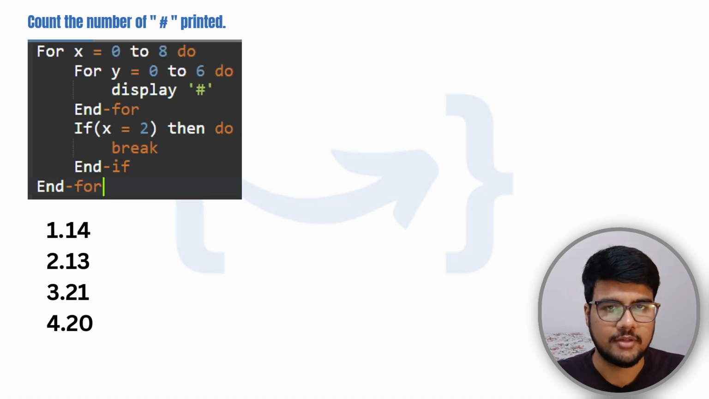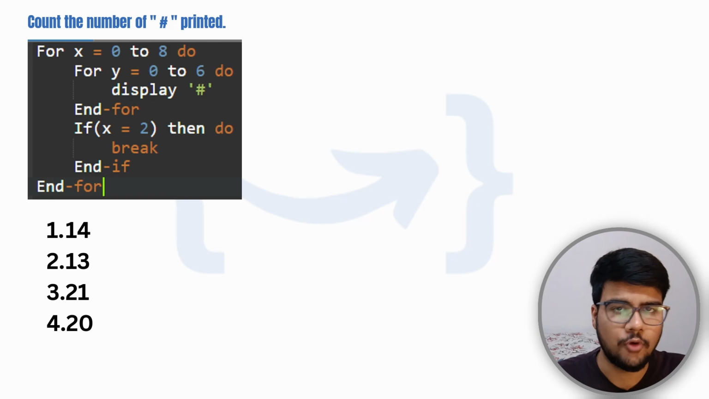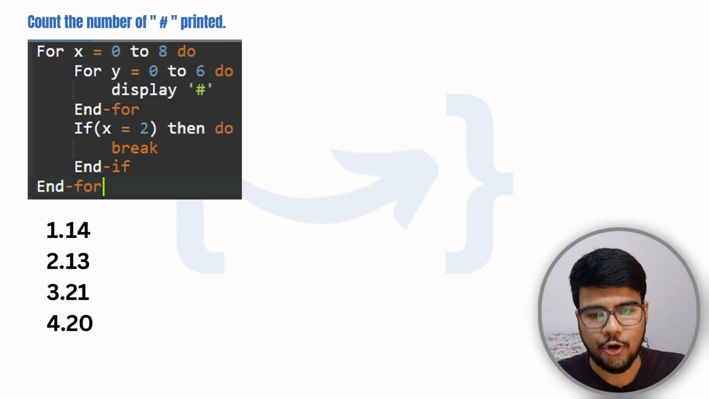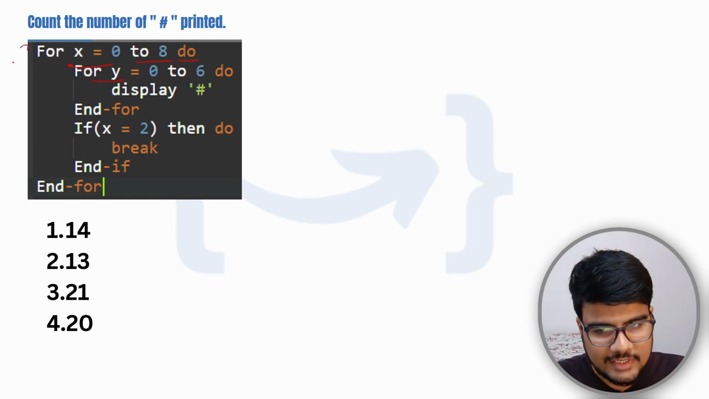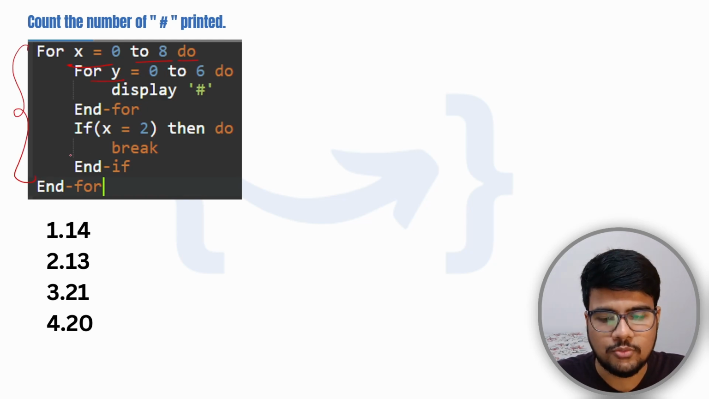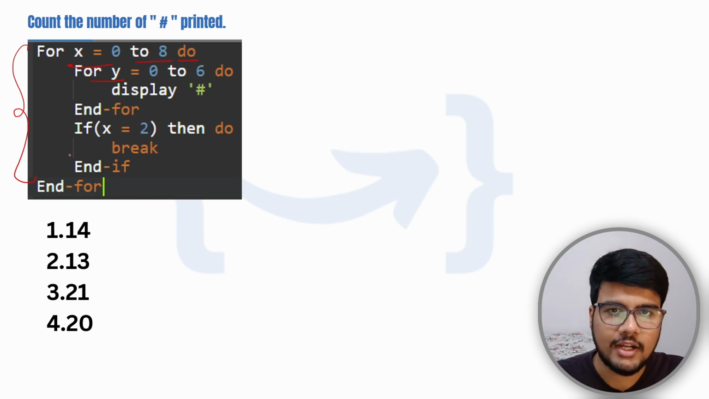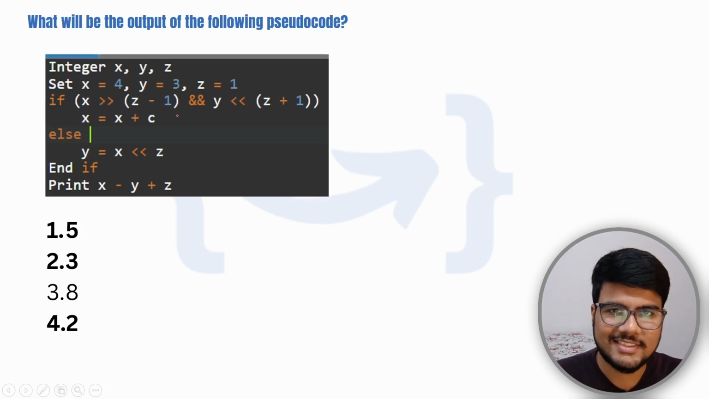Count the number of hashes printed. Now, I think you can do this problem for sure by yourself, don't you think? Because it is for x equivalent to 0 to 8, do for y. I know that it is the same pattern. So this is homework for you. But let me know the correct answer in the comment section. So now let's discuss the next problem.